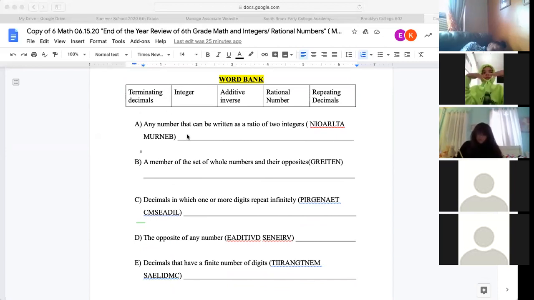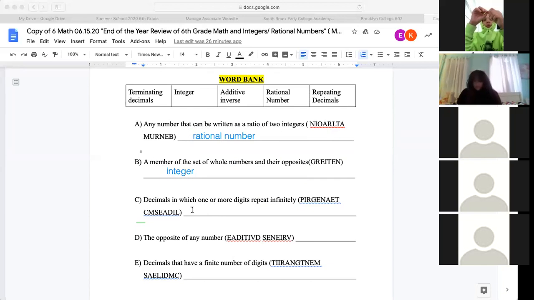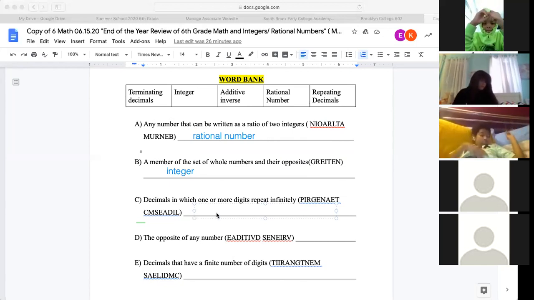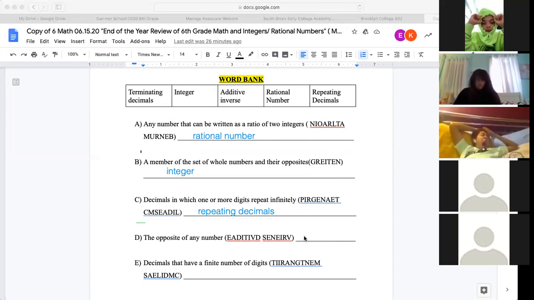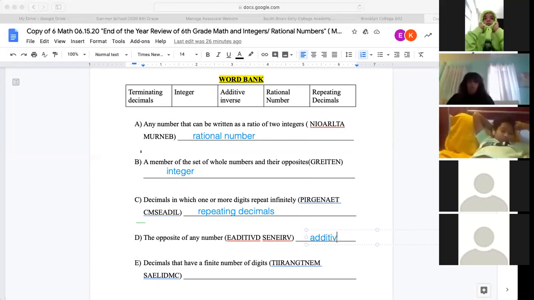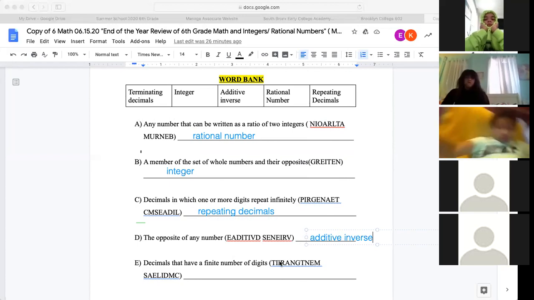Decimals that have a finite number of digits are terminating decimals. Good. Okay, keep going. Is there another one or that's it? That's it. Okay. Let me just catch up to you because I have to read it. Repeating decimals. You said letter D was what? Additive inverse. Please correct your spelling. No reason to get it wrong because the correct spelling is in front of you in a box. So I shouldn't see any misspelled words.